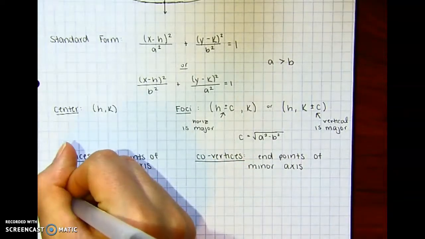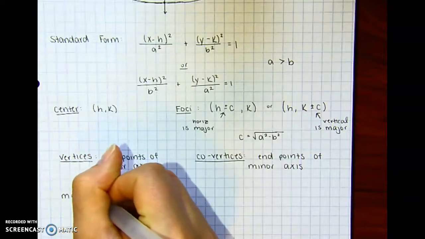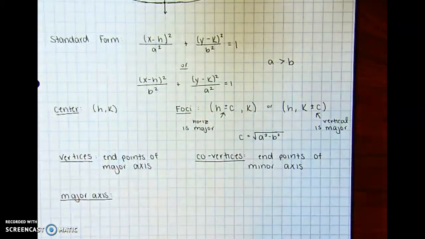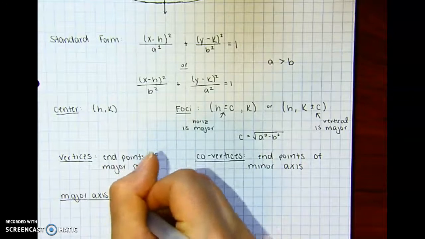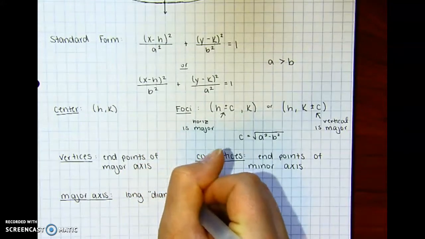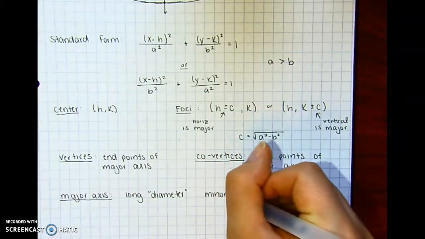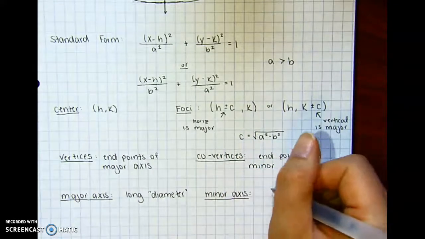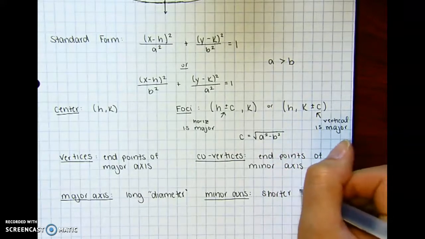And then let's talk about major and minor, and then I'll show it to you on the ellipse. So your major axis, you can think of it as your long diameter. And your minor axis, you can think of as the shorter diameter.